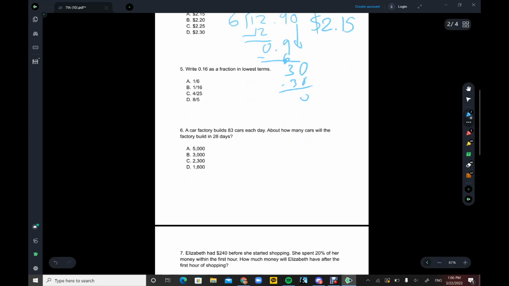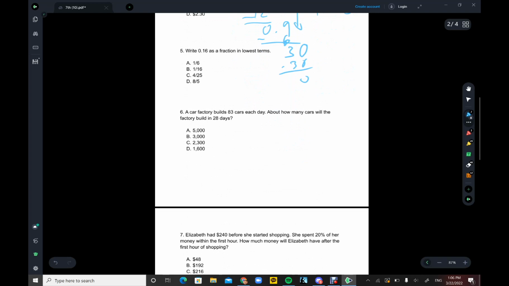Let's go to number 6. Number 6 says, a car factory builds 83 cars each day. How many cars will the factory build in 28 days? So this again is very simple. Since it says about, it doesn't have to be exactly the number. But since all these numbers end in zeros, it's not possible that 28 times 83 would get one of these numbers exactly. So you would just have to round it.